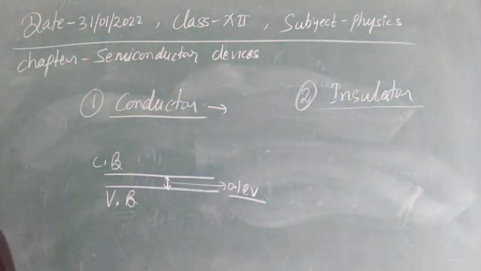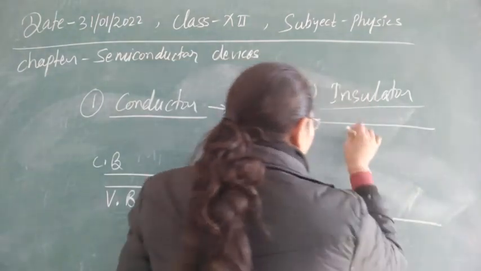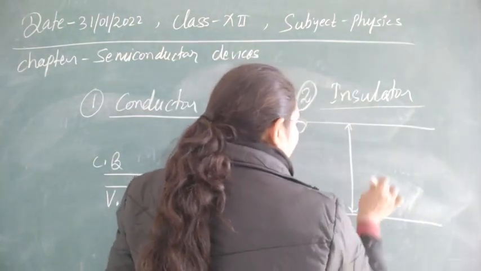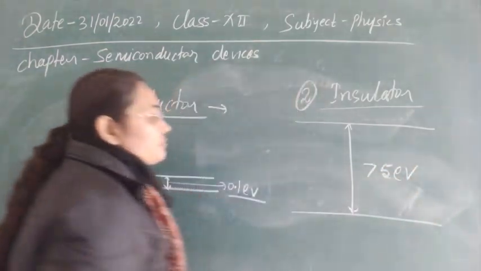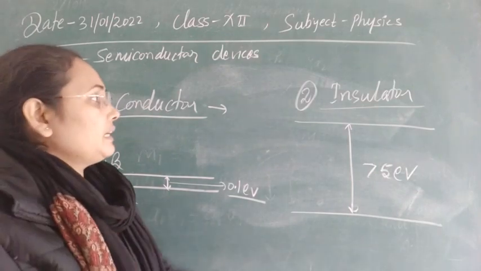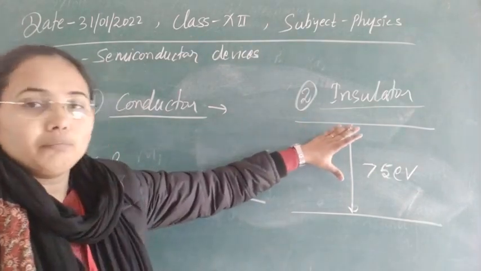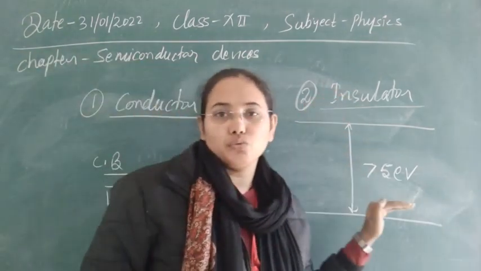So for the case of insulator, if you see the forbidden energy band gap, it is greater than 5 electron volt. So in other words, we need a large amount of energy for conduction in this case of materials. So we can classify them on the basis of the forbidden energy band gap between these two bands.